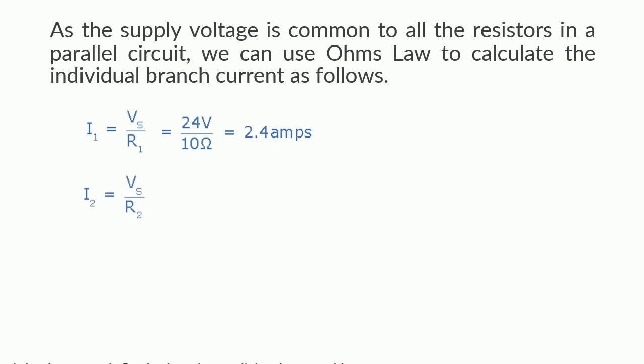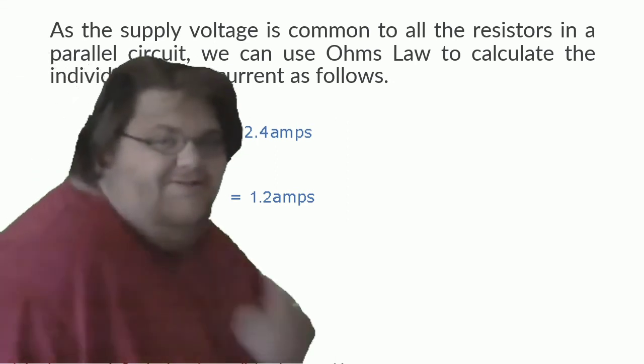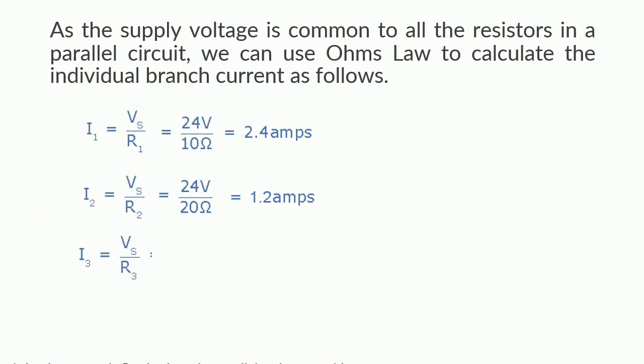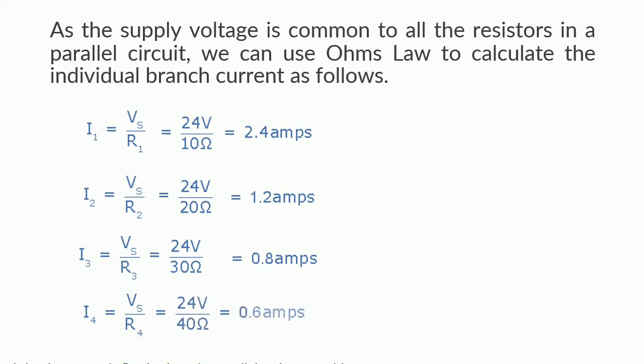So, to get the value for I sub 2, we divide 24 volts by 20 ohms. So the answer is 1.2 ampere. To get the value for I sub 3, we divide 24 volts by 30 ohms. So the answer is 0.8 ampere. And to get the value for I sub 4, we divide 24 volts by 40 ohms. So the answer is 0.6 ampere.